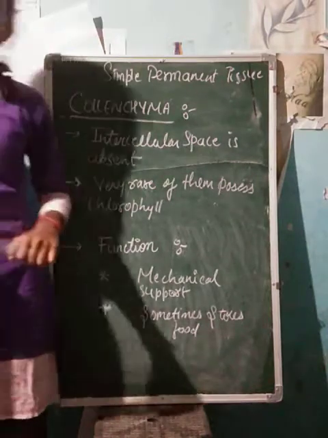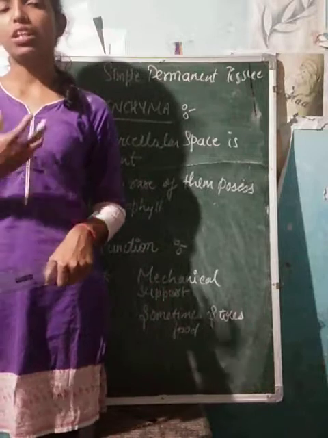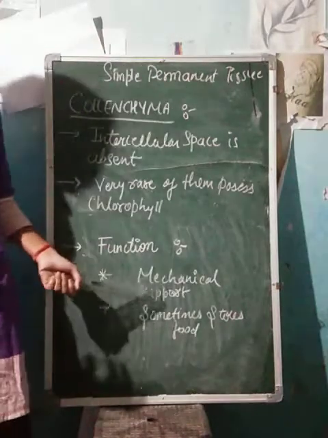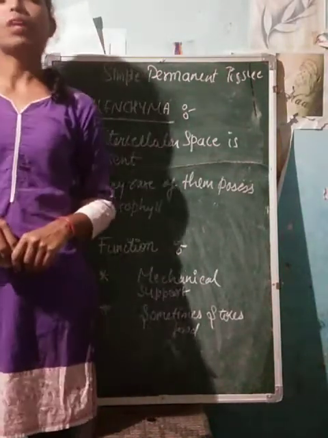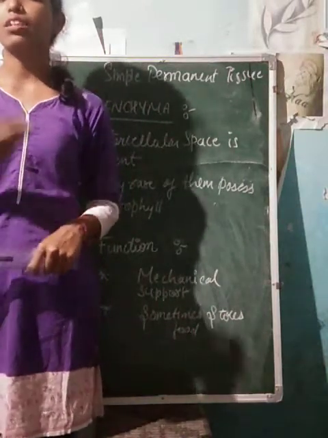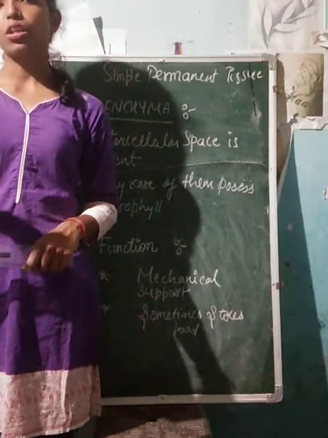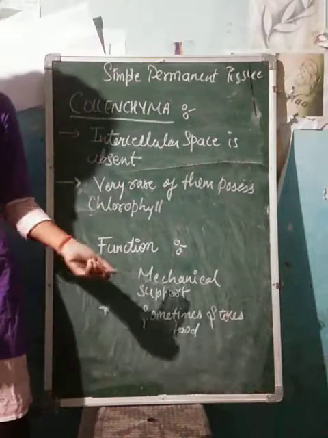Functions: they support mechanically, to stand straight or to withstand any kind of situation. So in this way they are supporting mechanically. Next, sometimes they store food, because we have discussed that some of them have chlorophyll pigment within them. So they will perform photosynthesis and will store the food. Some have that property also.